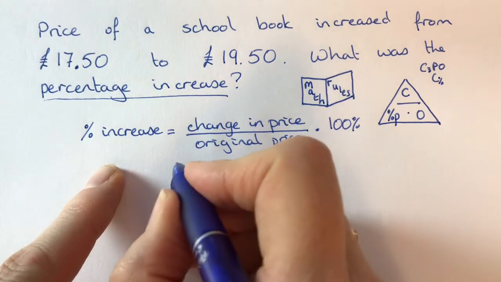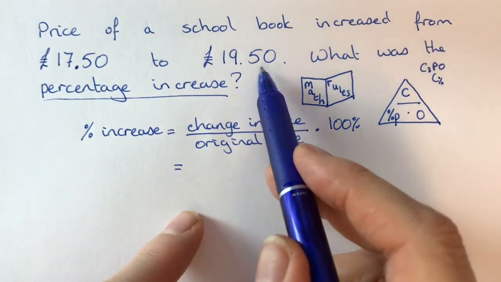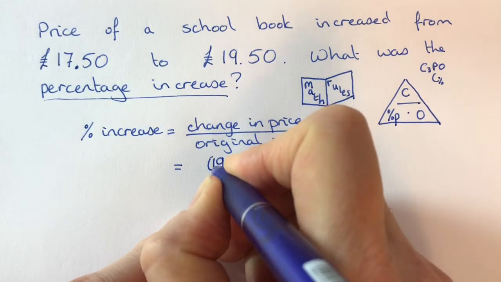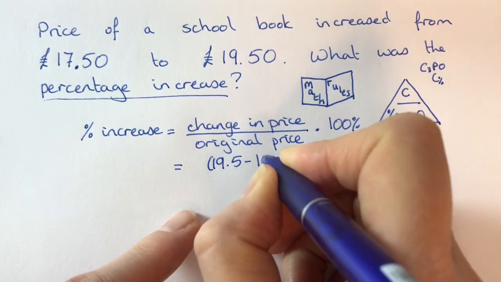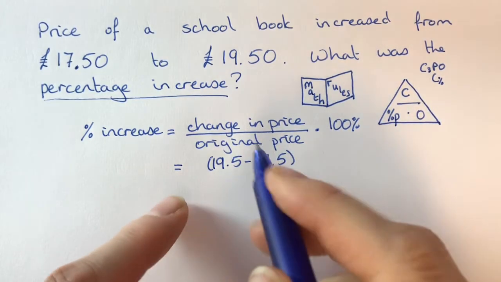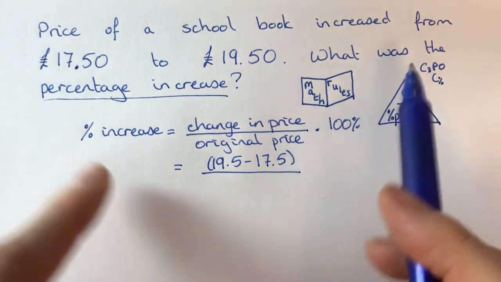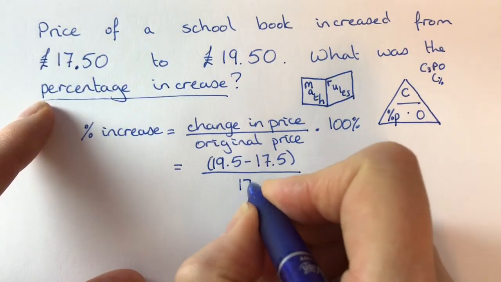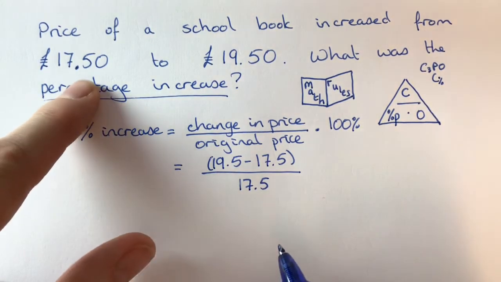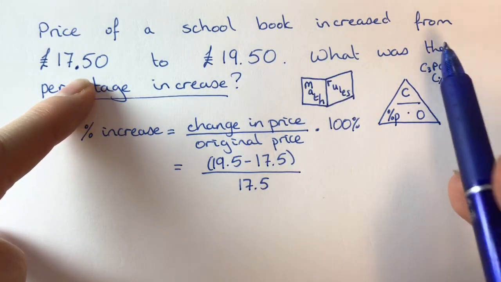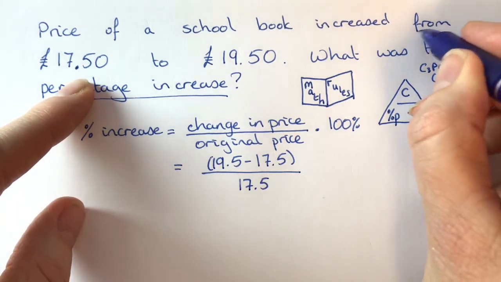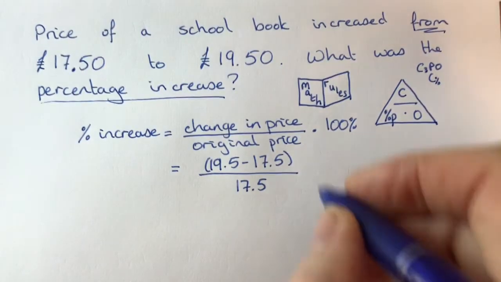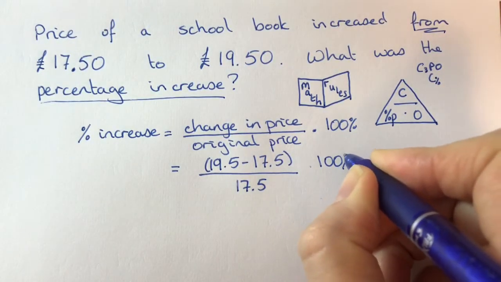Okay, so now we have our formula. We just stick in the numbers. The change in price is from £17.50 to £19.50. So it's 19.5 minus 17.5 divided by the original price, where the original price before the increase was £17.50. And this is very important that you put the right number in the bottom. Reread the question. Often, after the word from gives you the original. And then multiply that by 100%.